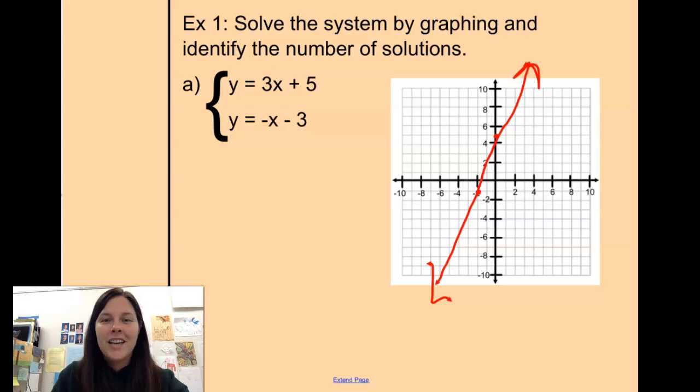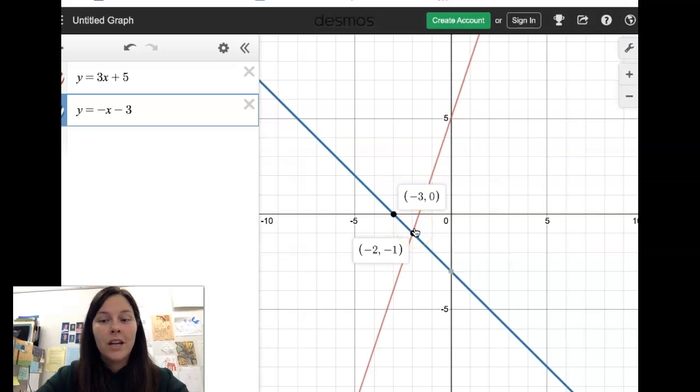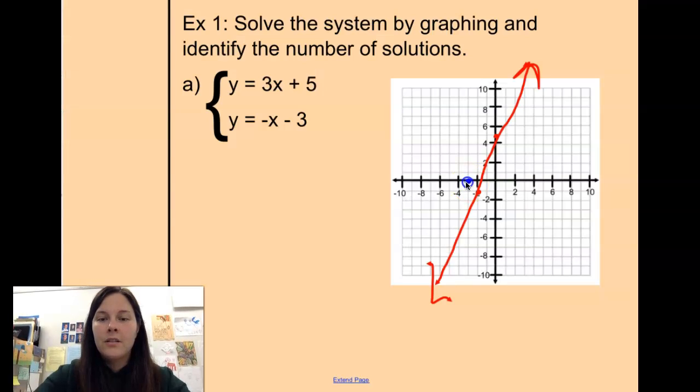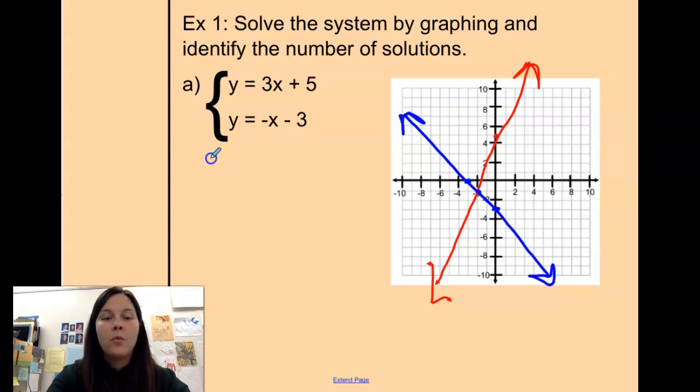All right, now we're going to take a look at the other line. So tapping our blue line, we can see that we have (negative 3, 0), (negative 2, negative 1), and (0, negative 3). Notice that the point (negative 2, negative 1) was also on the red line. That's our solution. So we have one solution, and the one solution to our system is (negative 2, negative 1).